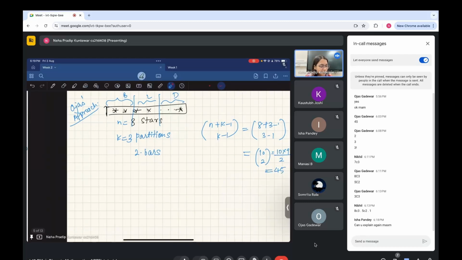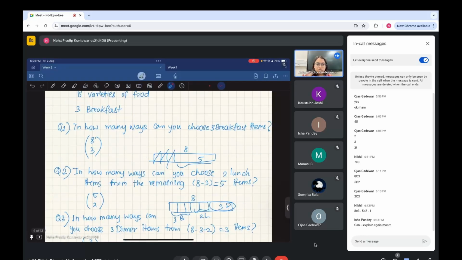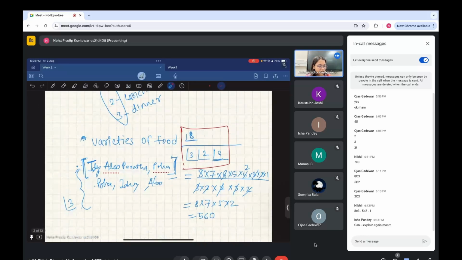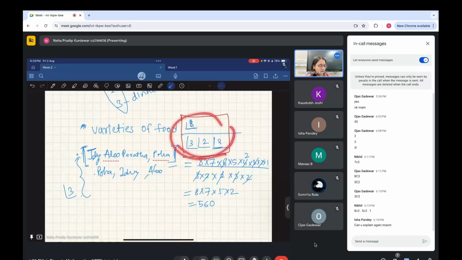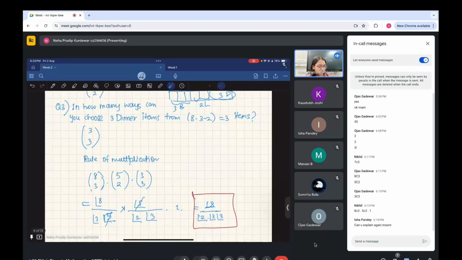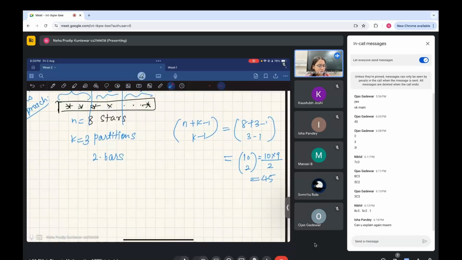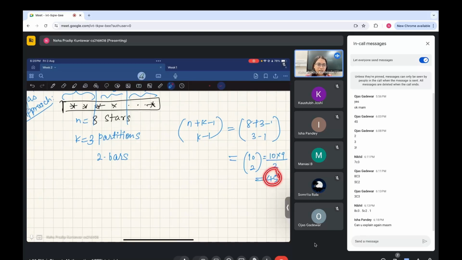Okay, so let me show you. We tried this with the first approach, and the answer you got was 8 factorial over 3 factorial, 3 factorial times 2 factorial, and both the approaches matched. But here the answer you're getting is 45, which clearly does not match the previous two. So the question we are asking is, what could be wrong with the approach?